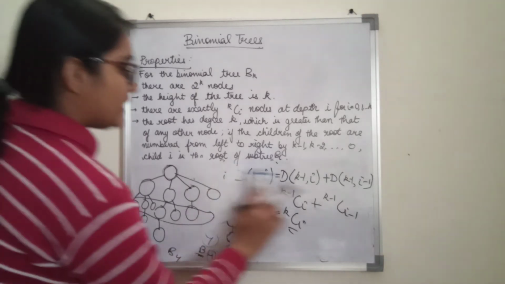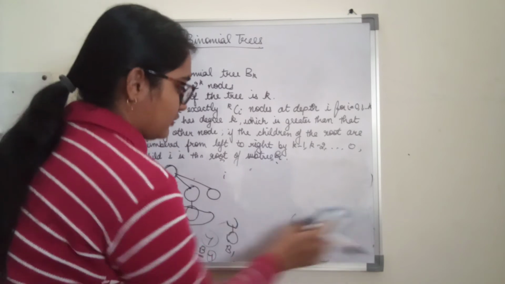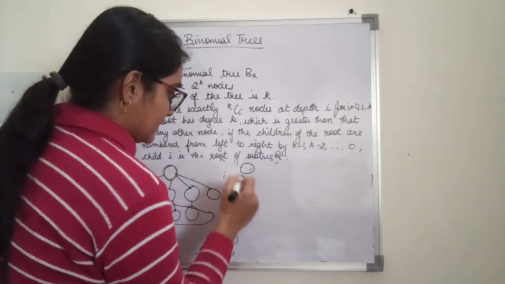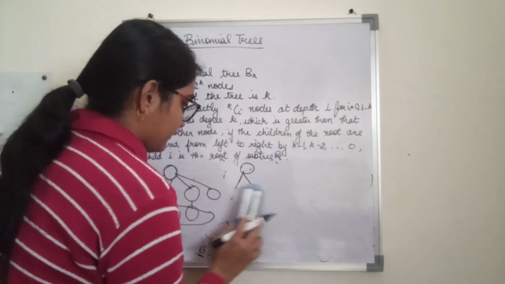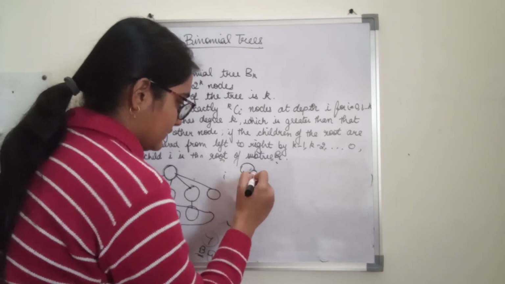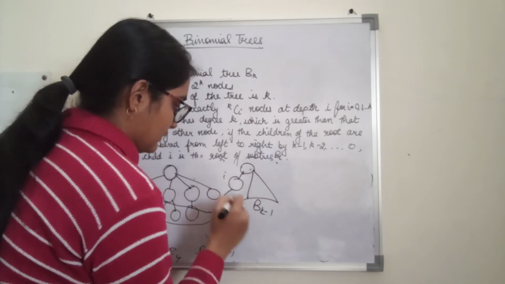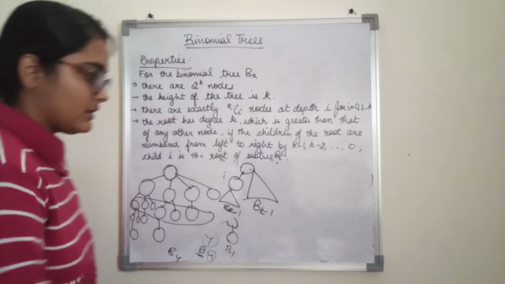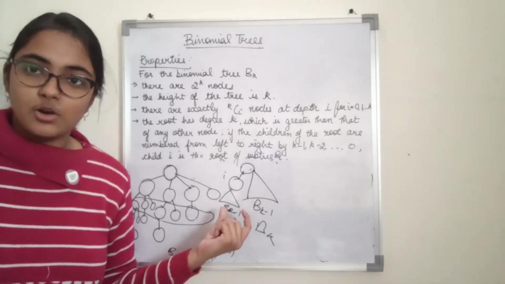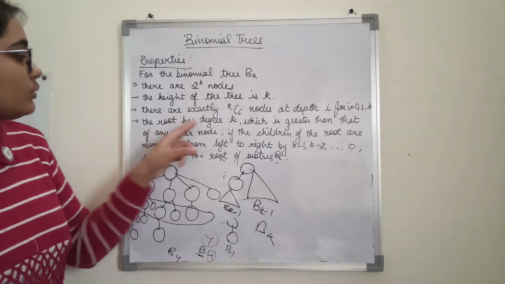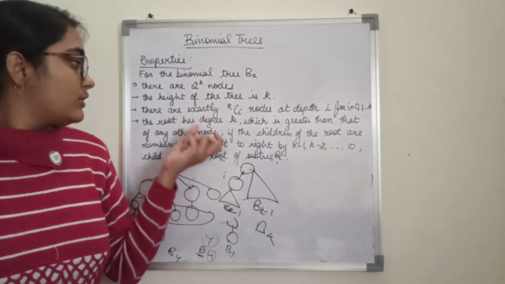Also I didn't show you the diagram. Let me show you the diagram of how B(K-1) is connected to form BK. Two B(K-1) trees are connected like this. This is a B(K-1) tree and this is a B(K-1) tree. So this is BK. This BK is formed by 2 B(K-1). So what is it saying? The root has degree K which is greater than that of any other node.